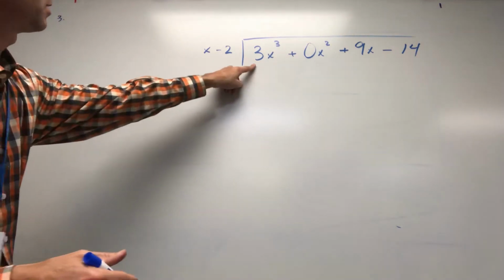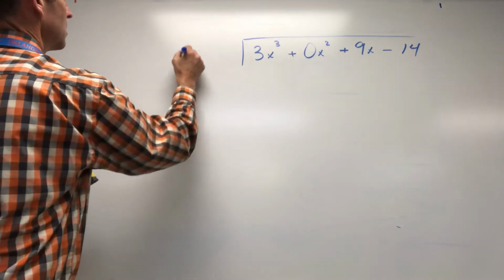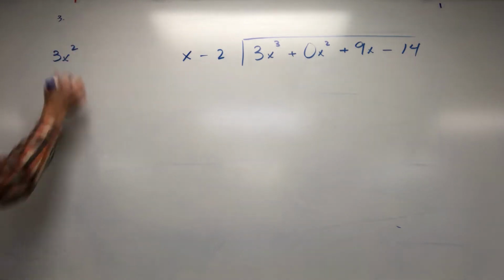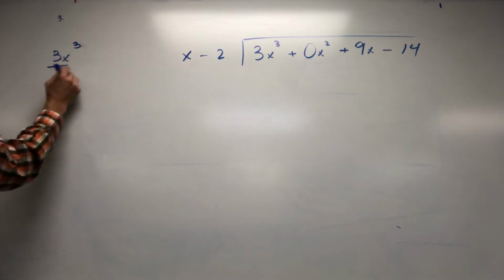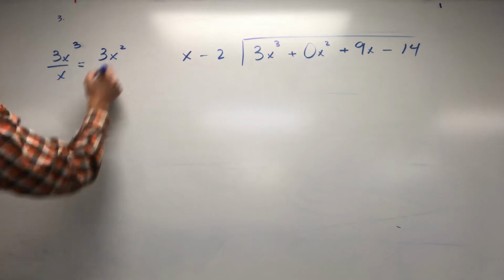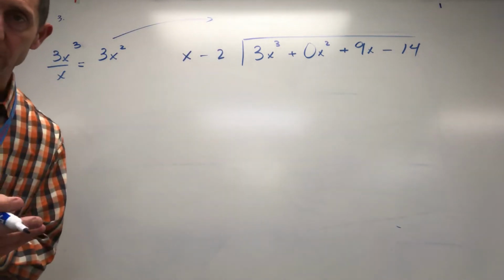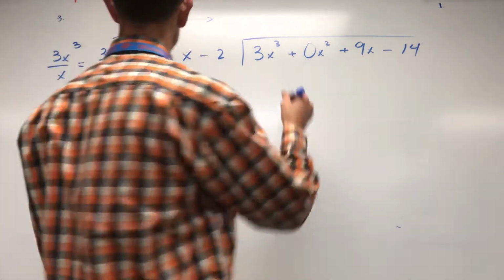Let's run it. Leadoff hitter, leadoff hitter. Let's make that a little easier to see. Whoops, 3x cubed over x. So it looks like you're going to have the 3 still left and x squared. So we've got to grab what's left over, the 3x squared. It's going top row. Going to put it in the column with the other x squareds.